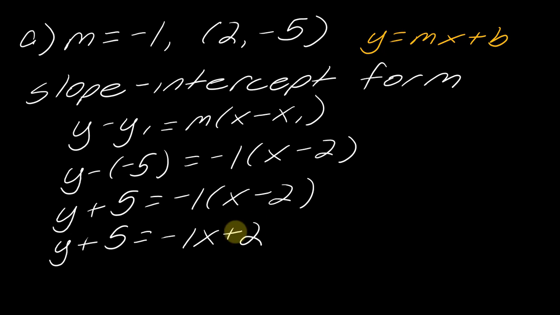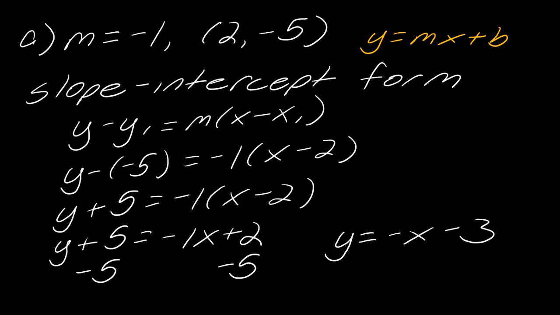And by the way, you could just write -x. You don't have to write -1x. That's totally up to you. I'm going to write -x going forward. Okay, so now look at where we're at. What I need to do is solve for y. So really, I just need to get y by itself. So I just have to subtract off the 5. So my final answer will be y equals -x minus 3.